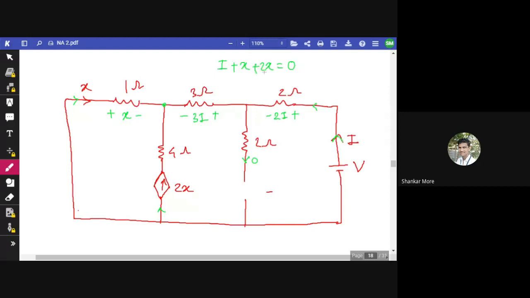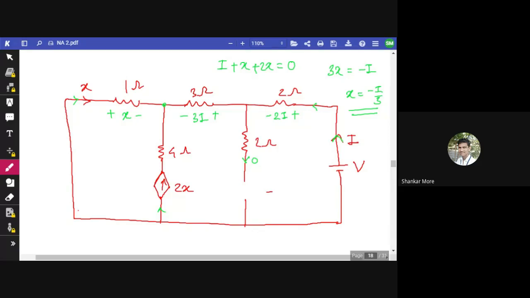Now, 3X is equal to minus I. So X is equal to minus I by 3. X is equal to minus I by 3. Is it fine up to here? Okay. Everyone is with me? Guys, please keep responding quickly in the chat box so that we can move quickly.